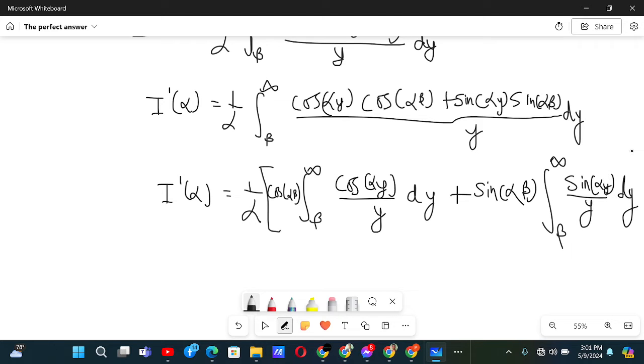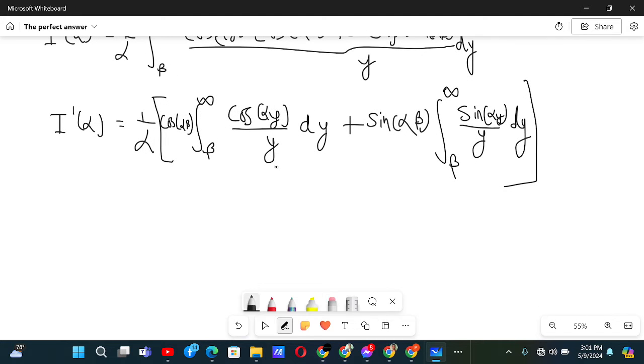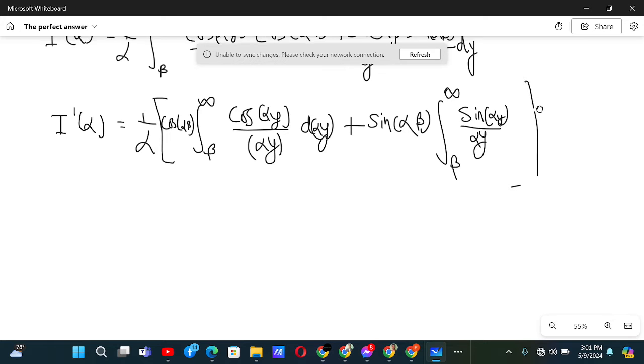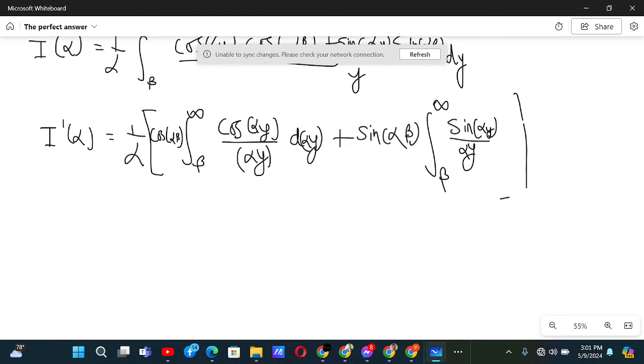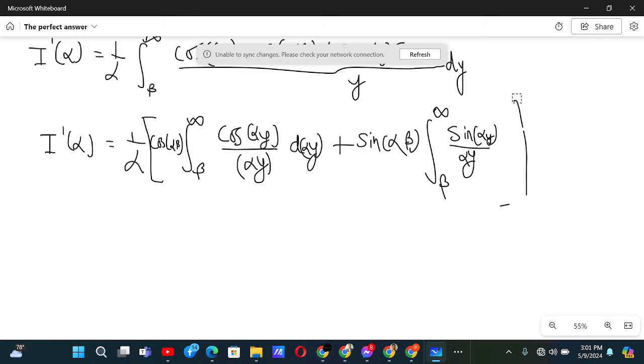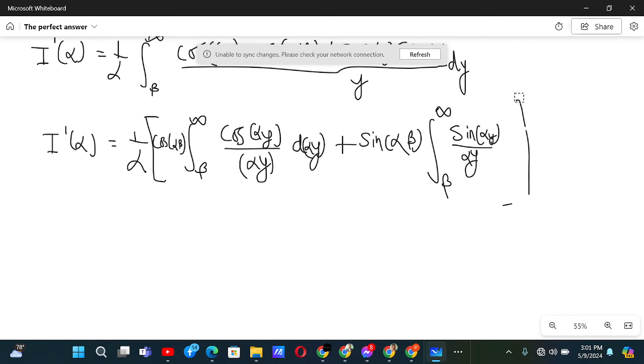And this closes. Now we can see that d of alpha y is just alpha times dy. We can also place alpha over here, and these two cancel out. Similarly, you can place alpha over here and d of alpha y, and this alpha will cancel out. So let me do that. Okay, wait for some time. I'm sorry for this wait.